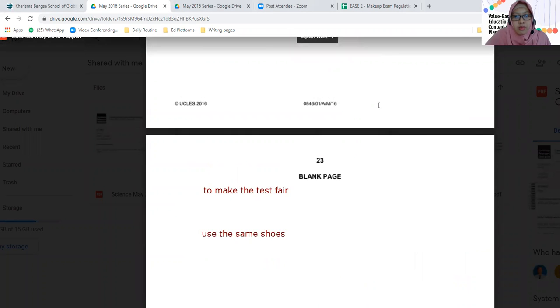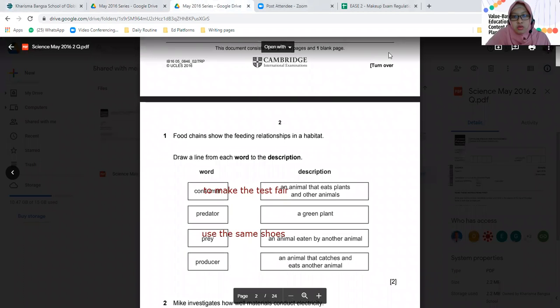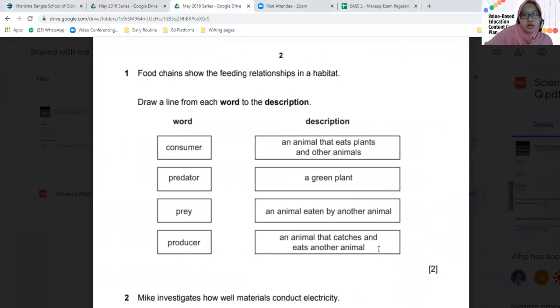Oh, that's the end of the page. Let's continue to the next one. Okay, so you can continue to the second set of the May 2016 paper. Food chains show the feeding relationship in a habitat. Draw a line from each word to the description. Yes, you have learned about this in grade 4 if you still remember: consumer, herbivore, carnivore, omnivore.